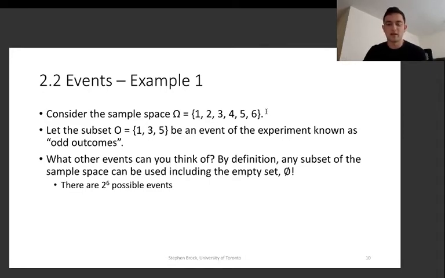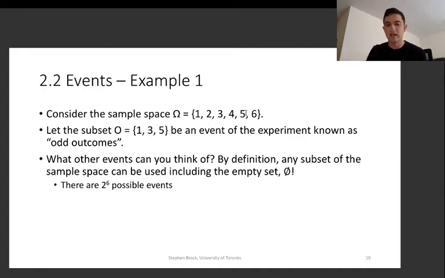In actuality, there are many different events that you can create. By definition, any subset of the sample space can be used, including the empty set, and we use this symbol to represent the empty set. So another event could be the even numbers, which is 2, 4, 6, or the high numbers, which is 4, 5, 6. Or maybe you just want to have the number 5 as one of the events.